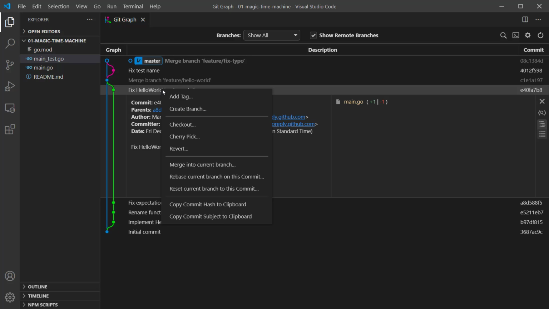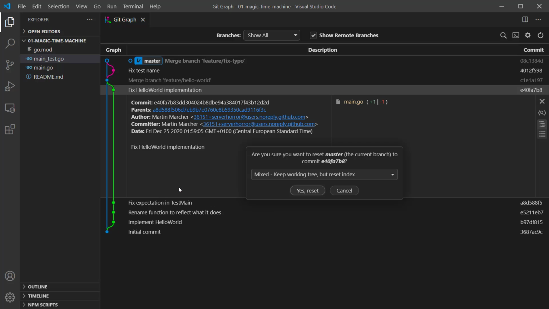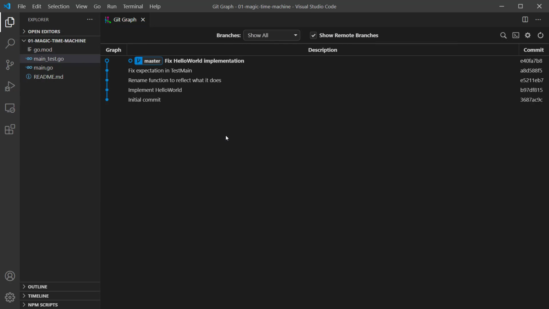And then instead of creating one and doing a checkout, what you do is you reset. And not only that, you reset hard, meaning you get rid of all the commits and all the work. And once you've done that, all your commits are gone. So what now?